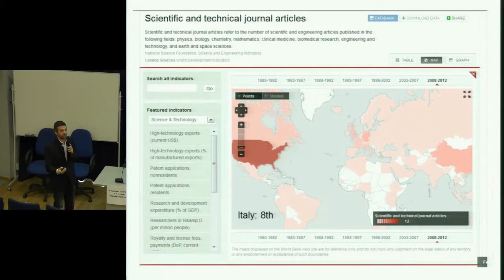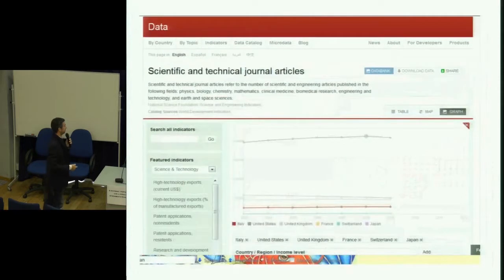So we, as a community of researchers, publish a lot. And these are the absolute numbers. Here at the top, you have the United States. Here you have Italy, and you have countries like the UK, Japan, or France. You can see that France is just a bit higher than us. And what you can see is that the number is pretty stable.